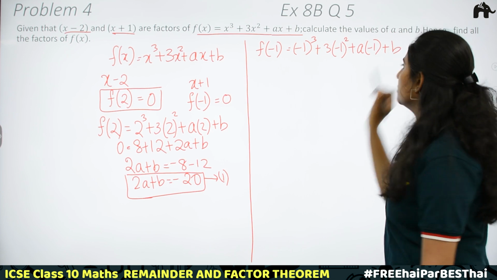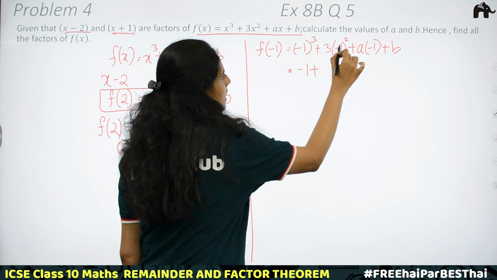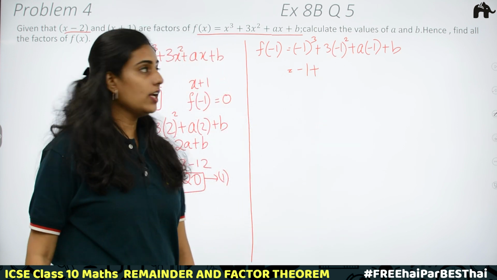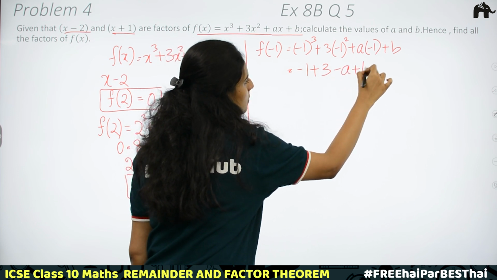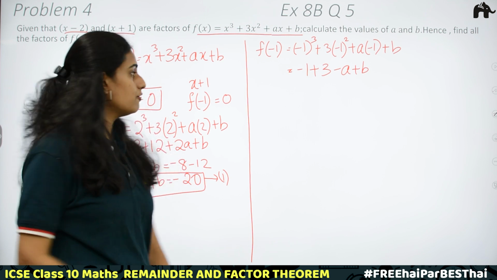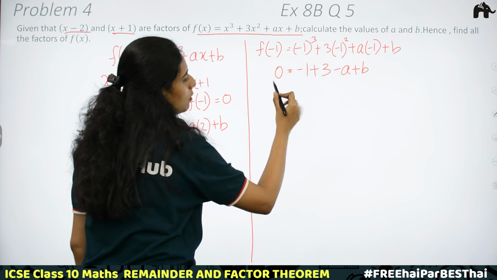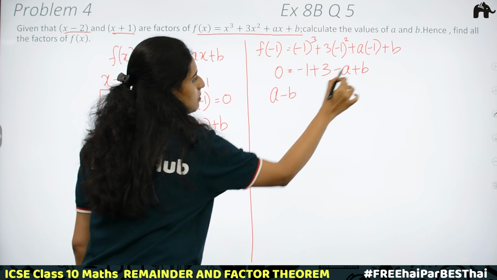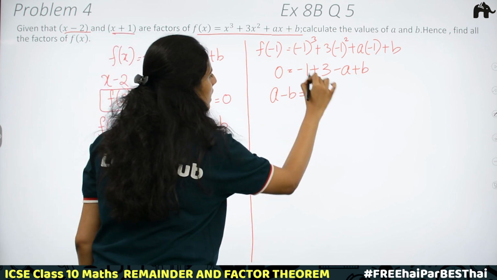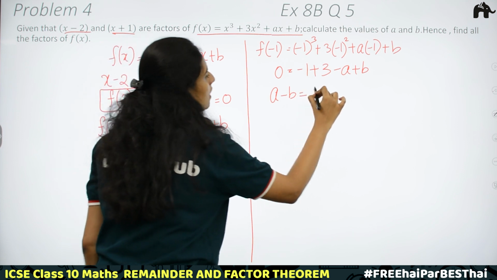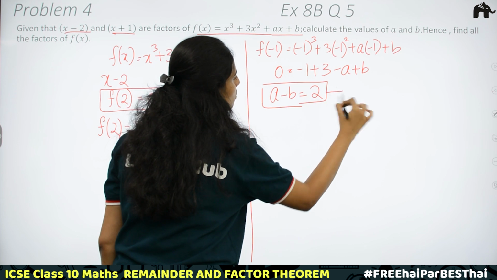f of minus 1 is equal to minus 1 cube plus 3 into minus 1 square plus a into minus 1 plus b. That is minus 1 cube is minus 1 plus 3 into minus 1 square. Minus 1 square is plus 1, into 3 is 3. Then we have minus a and plus b. What is f of minus 1? f of minus 1 is equal to 0. Taking this minus a and plus b to the opposite side, minus a becomes plus a and plus b becomes minus b. Is equal to, here we have minus 1 and plus 3, which is 2, so a minus b is equal to 2. Okay, this is our second linear equation in 2 variables.